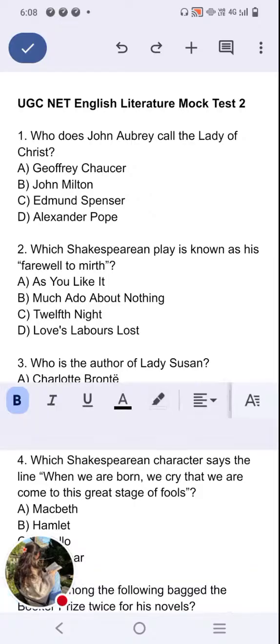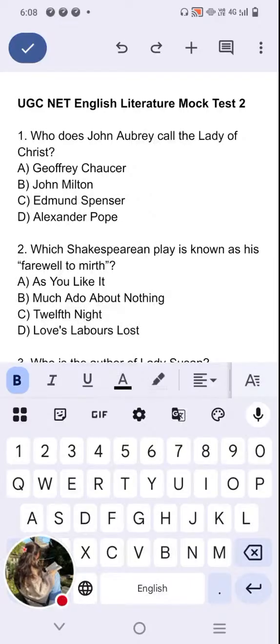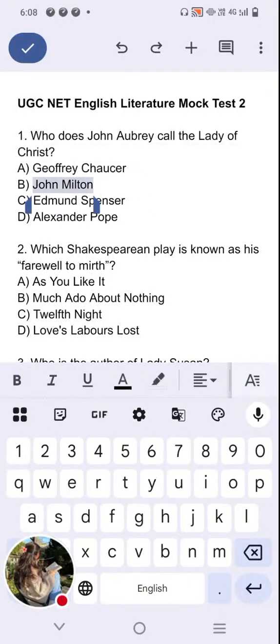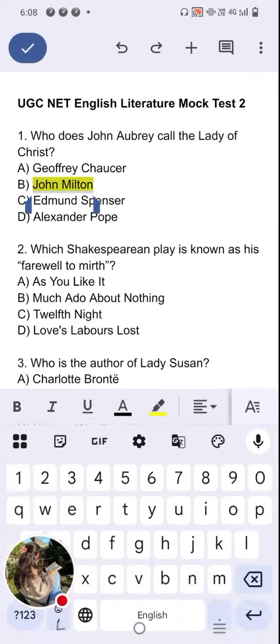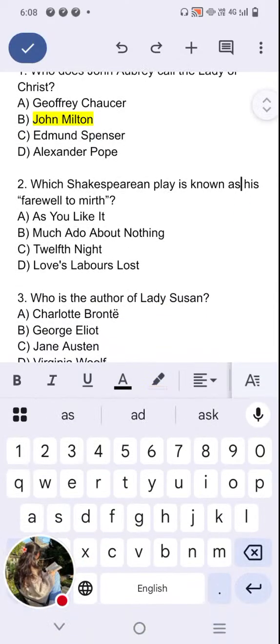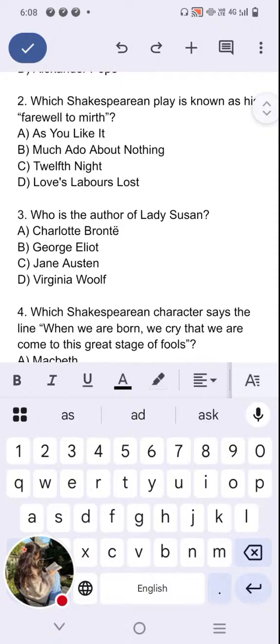I'll be marking the answer as well, so that it'll be easier to see. The answer is John Milton. Milton is known as the Lady of Christ because when he was studying in Christ College, he had long hair, and because of that appearance, he was known as the Lady of Christ.